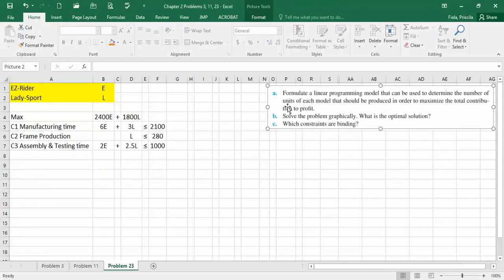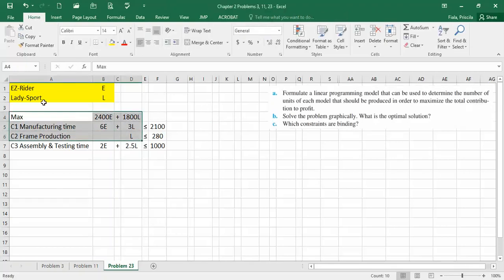In problem 23, which we have gone through, I plan to do a more advanced graph, because in the end it's easier, and also in Solver I'm going to show you some shortcuts so you don't have to do one by one. Okay, so here you go. It says, A, formulate a linear programming model that can be used to determine the number of units of each model that should be produced in order to maximize the total contribution to profit. Well, we finished right here. This is A.